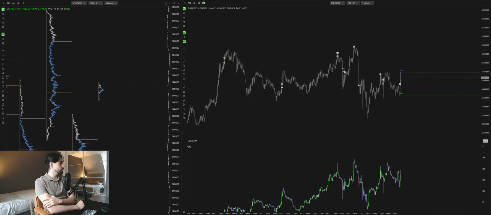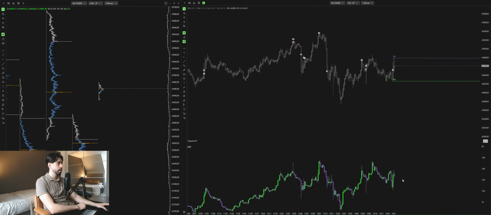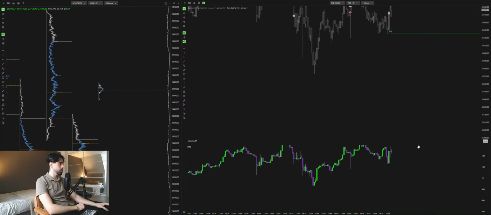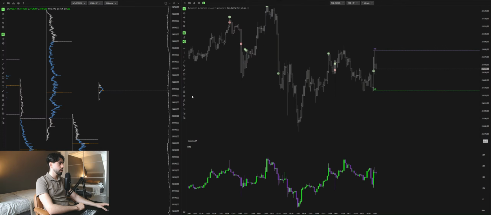Good morning, doctor. Why do you use CVD if the volume profile already shows? It doesn't show you. CVD shows you the pressure of the market. It shows much more. It shows you absorption. It makes everything clear. I don't know how to explain it. Take this for example. The volume profile won't show you this.